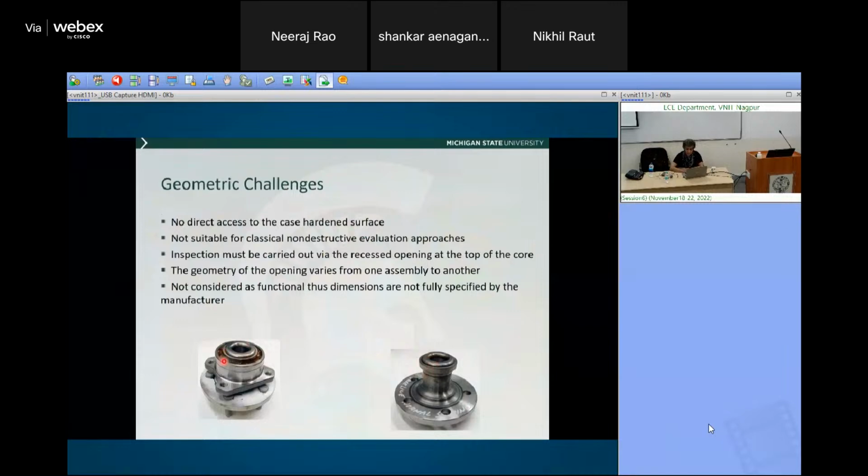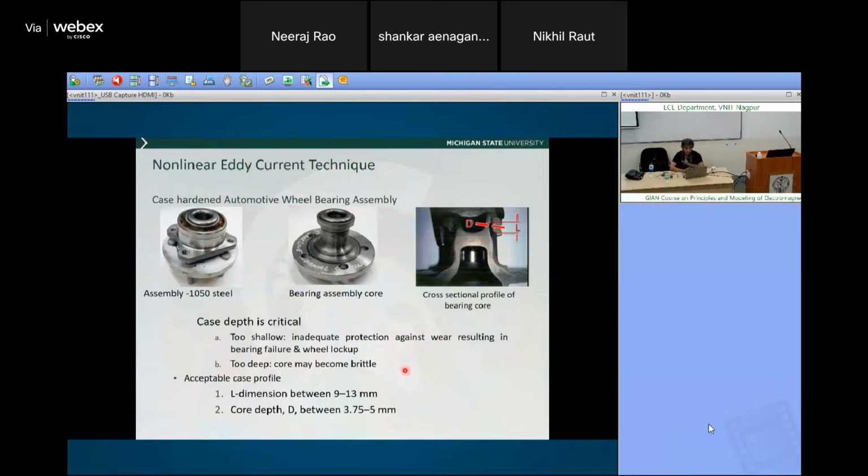So the case hardened section, what we have is access to this side end. The case hardened side is on the outside part. So all we are going to do is see what the parameter L is over here, and the core depth and core length. It's more like a classification. They gave us a bunch of calibration samples with different values of L and D. So we put them in a nonlinear eddy current probe, and we looked at what we get.